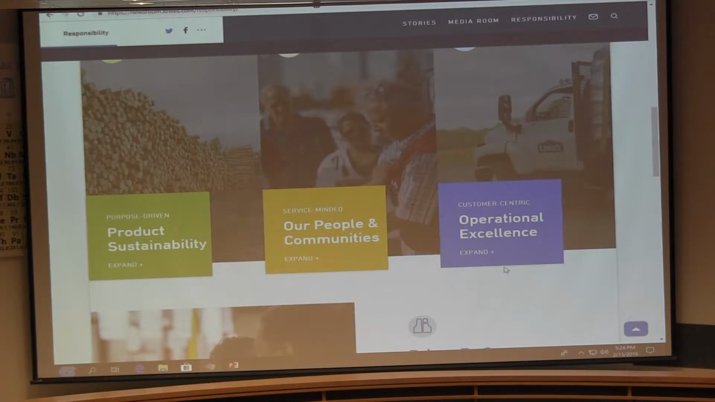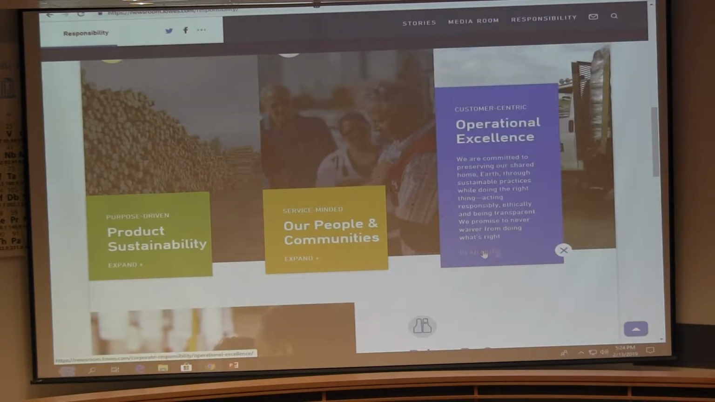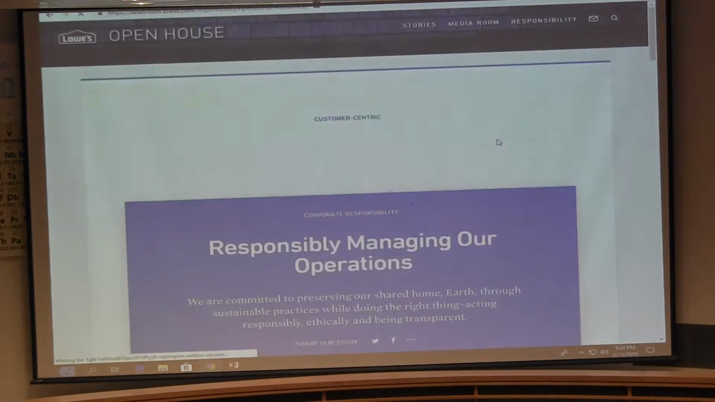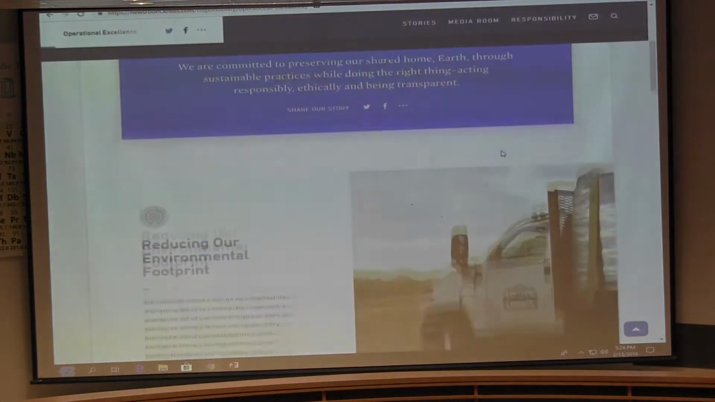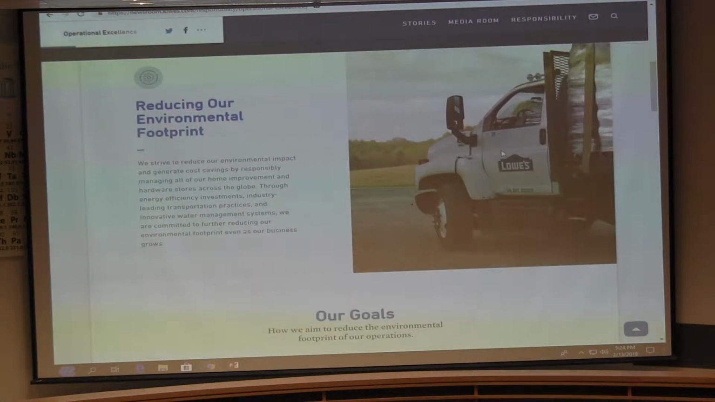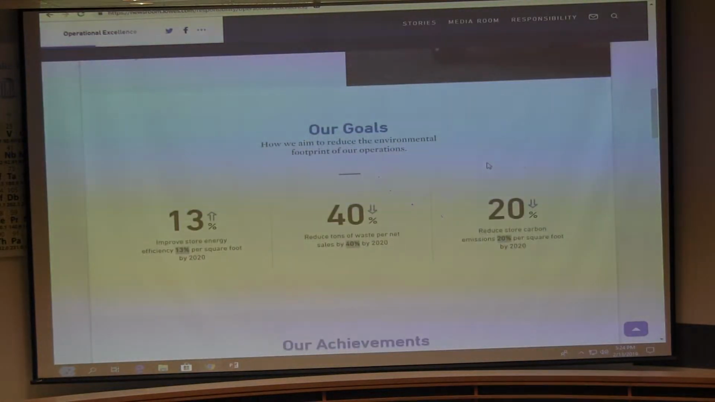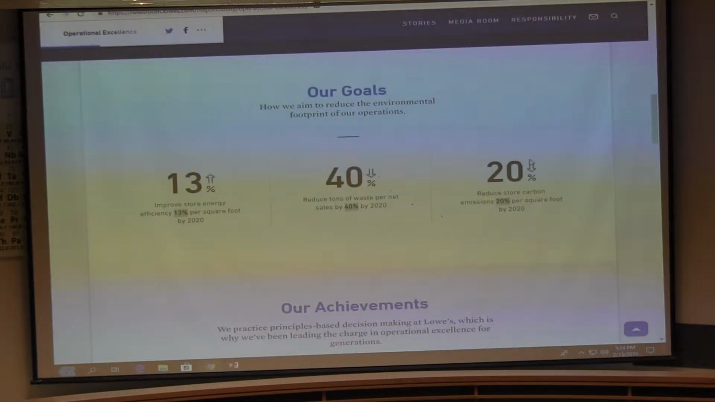So if I were to click here on operational excellence, if I wanted to learn more about what they were doing, I can scroll down here. So here's one of their goals, reduce their environmental footprint, okay? Trying to do some kind of positive impact. And here are their goals, so they're measuring it, right?